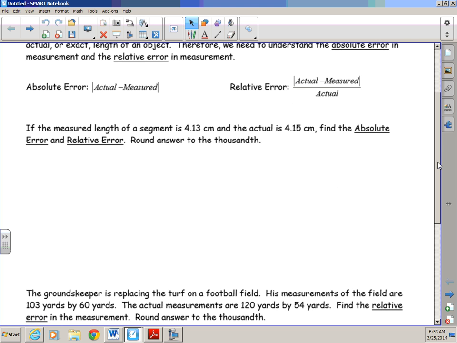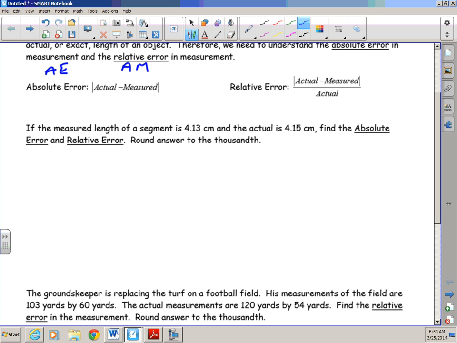So our two concepts are absolute error. And absolute error is the actual minus measured, or AM. That's a way to think of it. AE equals absolute value of A minus M. And it's inside the absolute value brackets, because that means whatever value we come up with is going to be a positive number.